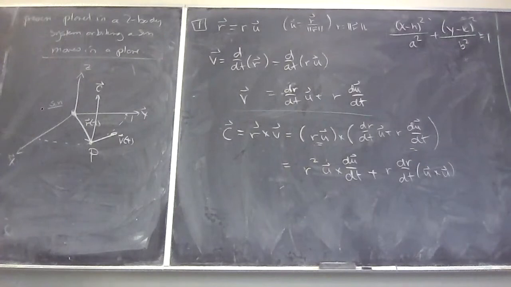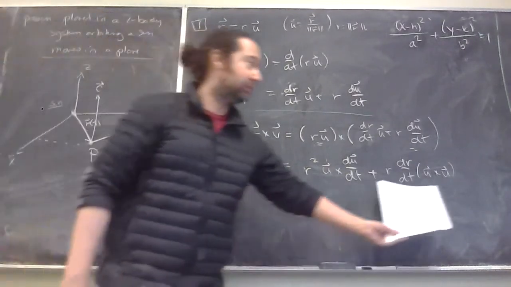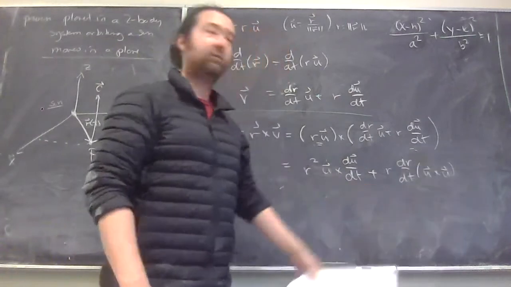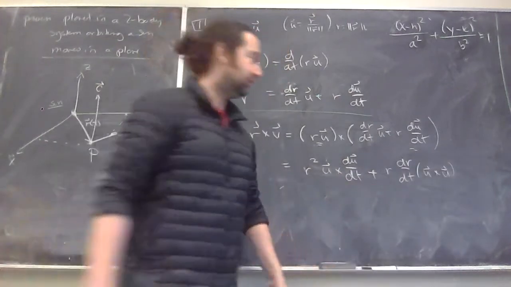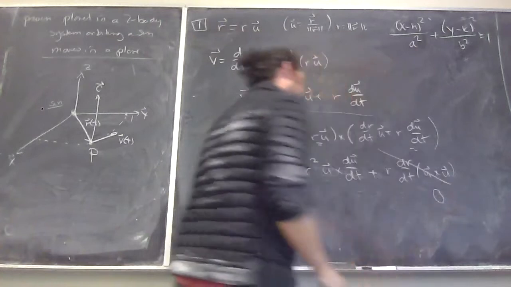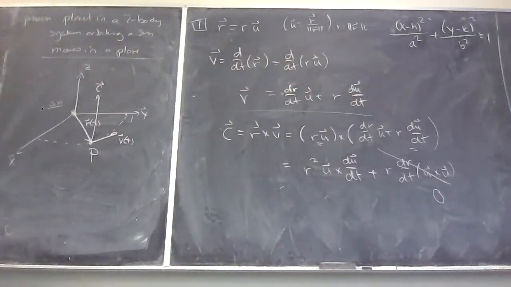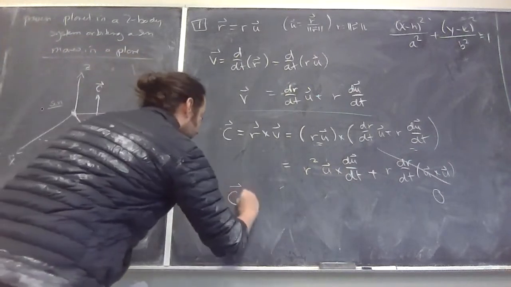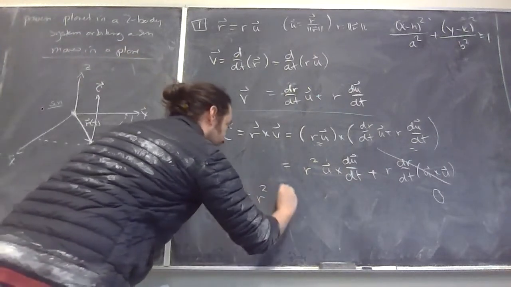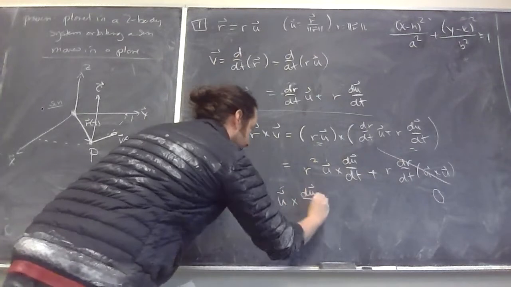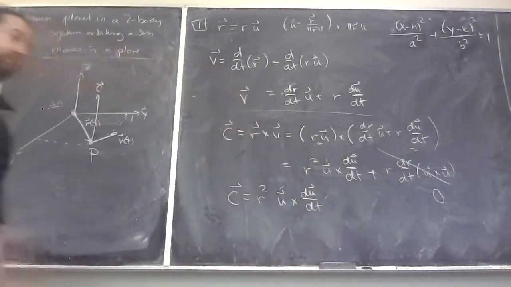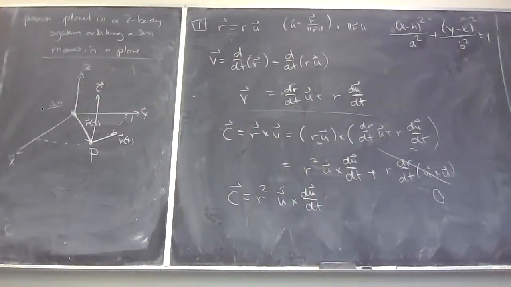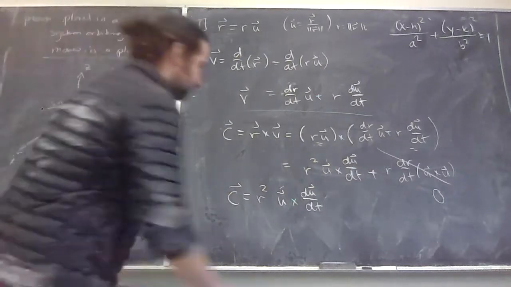You can see we're using the same tricks over and over again. What is u cross u? Zero. All that term disappears because u cross u is nothing. So what we conclude is c is equal to r squared u cross du/dt. Now there's an interesting fact.